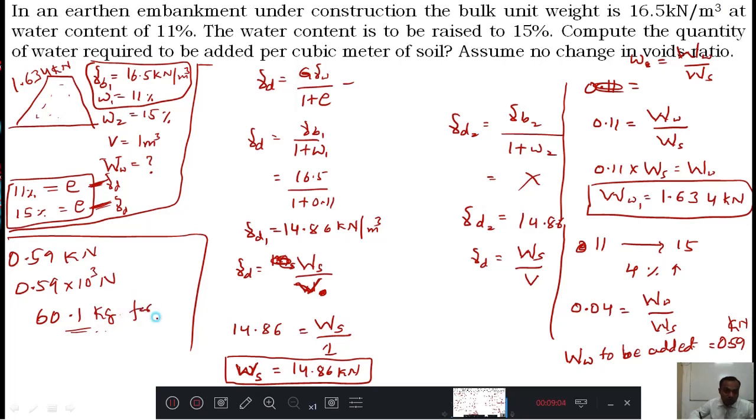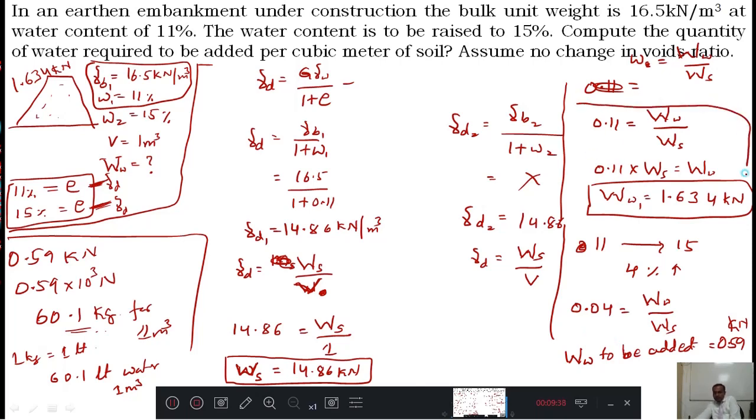This is for 1 meter cube of soil. Then kg, we will convert to liter, because 1 kg of water equals 1 liter. Therefore 60.1 liter of water is to be added for every 1 meter cube of soil. See, it is very easy, and this box is not required. Don't worry, this box is not required. Up to here it is important. And this box also, if you want, you can skip it, because it is nowhere related to our answer. Even if it is not there, you can calculate it.